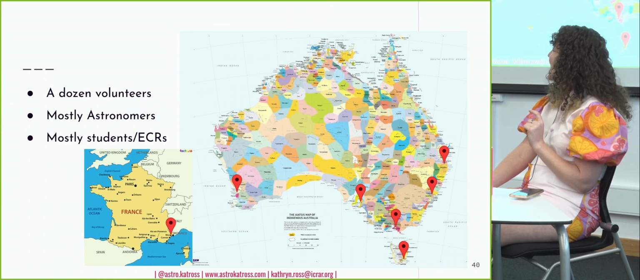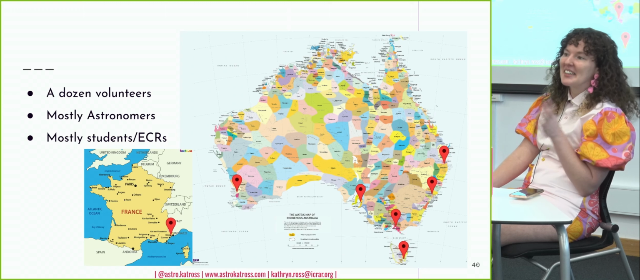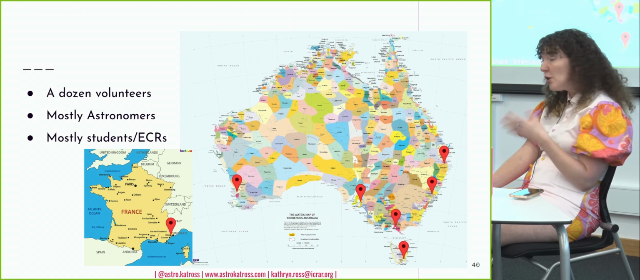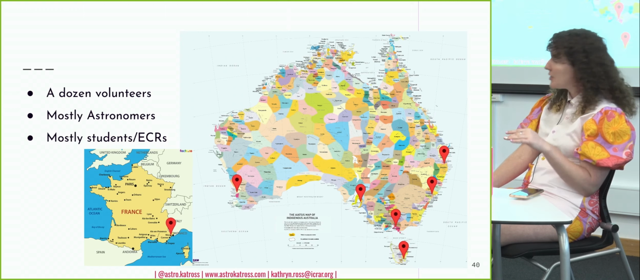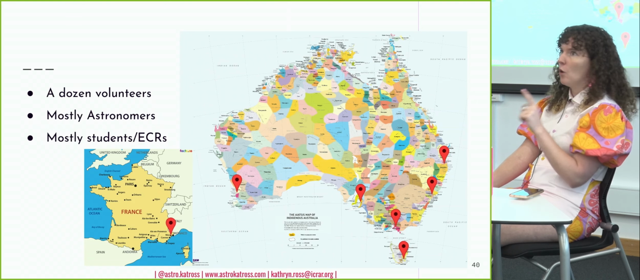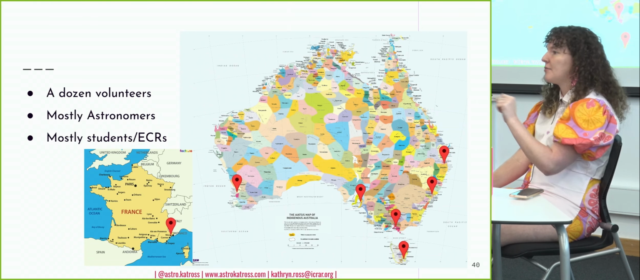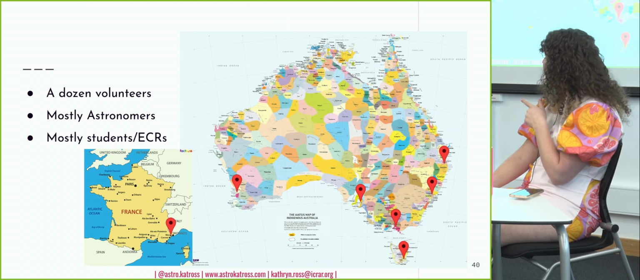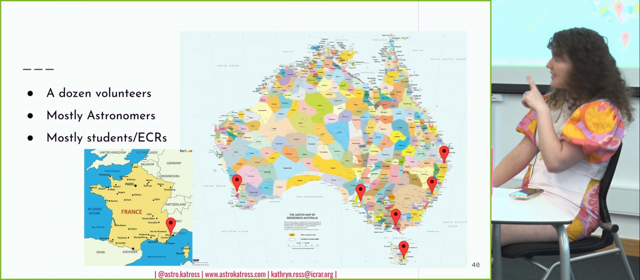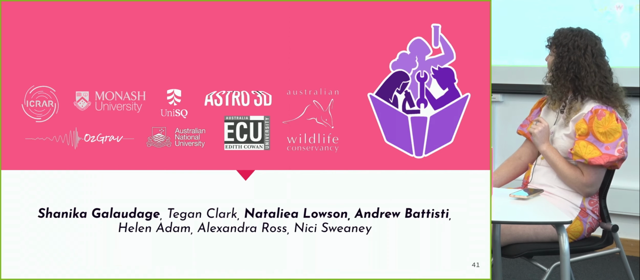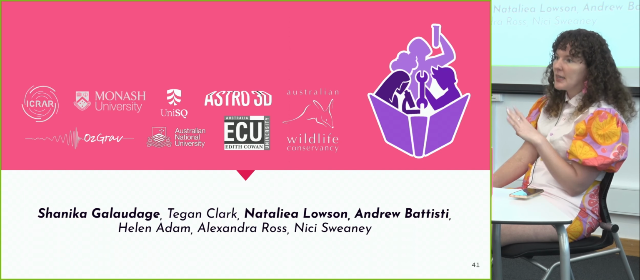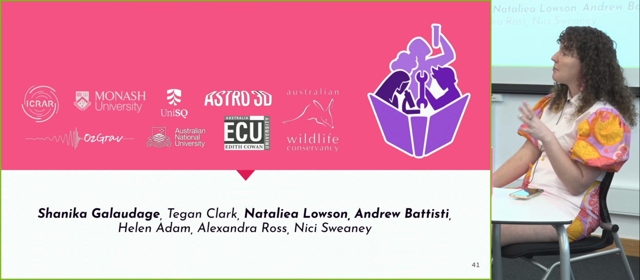It's very exciting. So we're a group of about 12 volunteers. Most of us are astronomers, and most of us are also ECRs or students, or were students when we started but have now graduated. You can see we're all over Australia, and now, yeah, internationally in France as well. And I do want to mention that this was a big collaboration. This is group work done by a team of us.